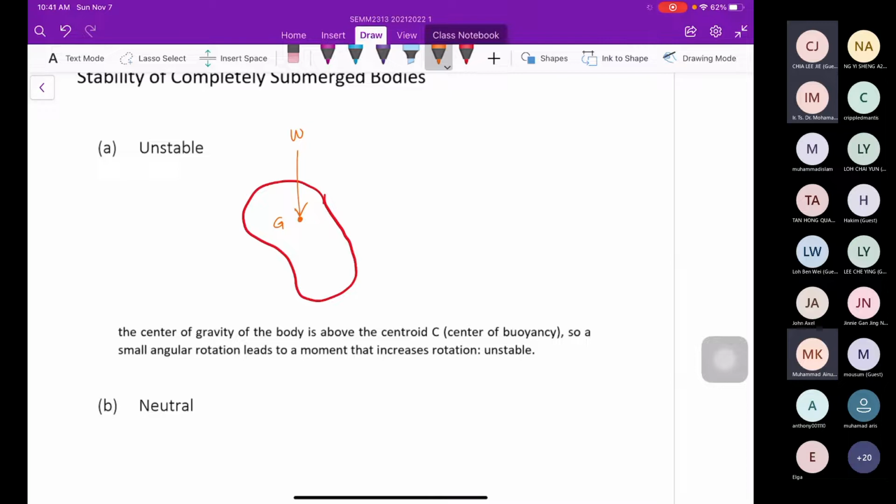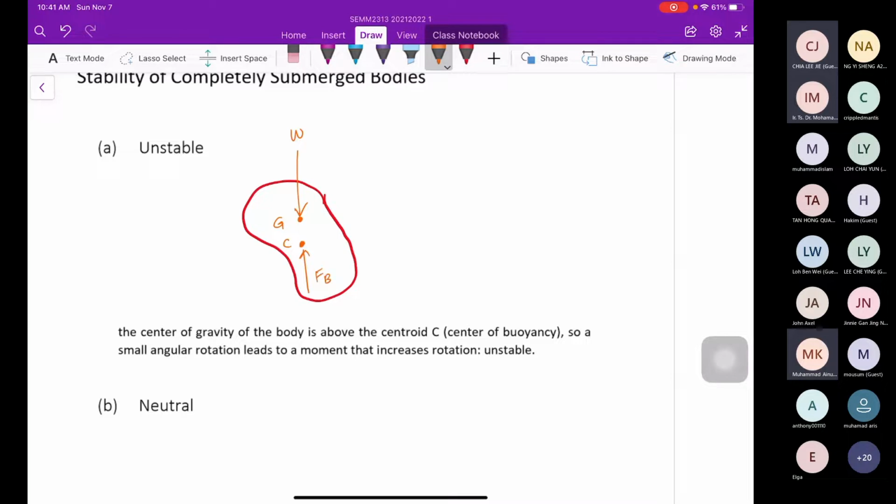And if this body has the centroid, maybe this is the centroid. I will explain later on the C and G. The centroid is the volume centroid of the submerged body. Okay, and then we have the buoyancy force, FB.